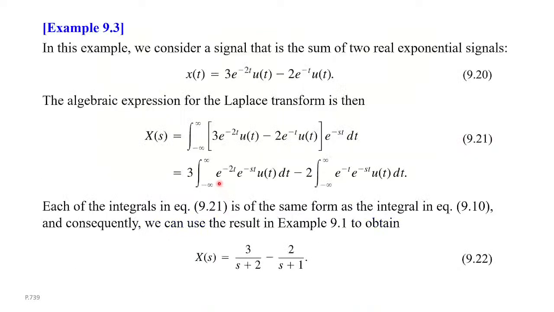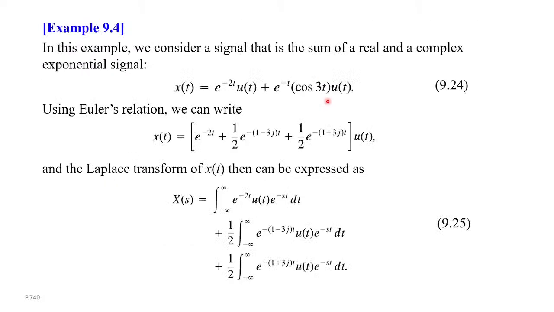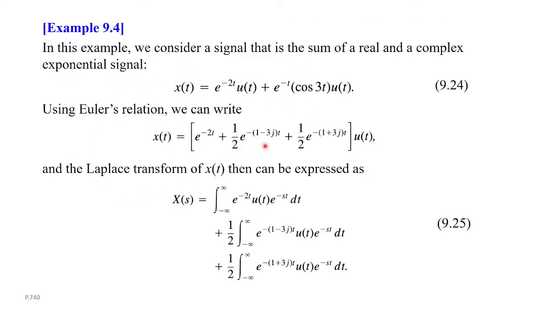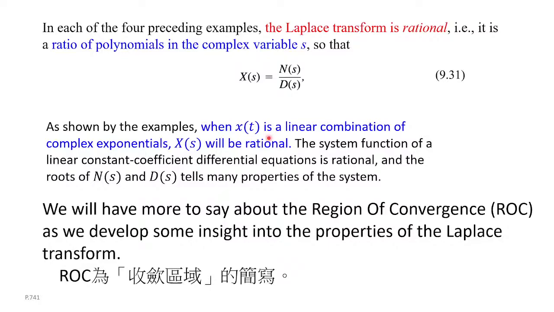And here we give an example: if your signal is a linear combination of two signals, then you take the ROC as the union of those two ROCs. This is going to be a rule later when we talk about the properties of the Laplace transform, but it's pretty intuitive. Another thing is the concept of a rational function. A rational function just means a polynomial divided by another polynomial.